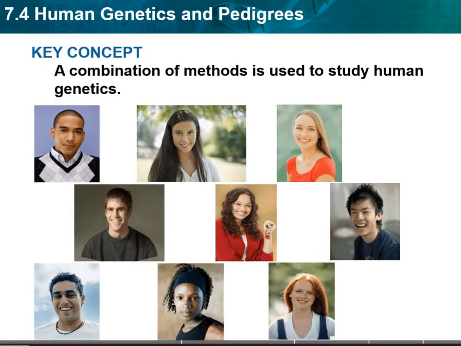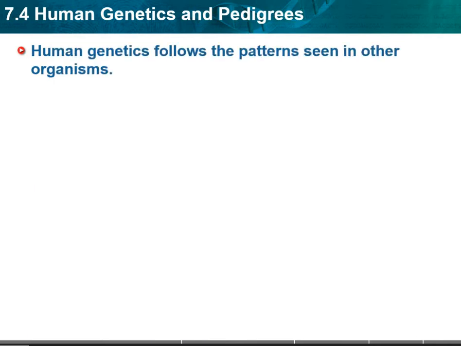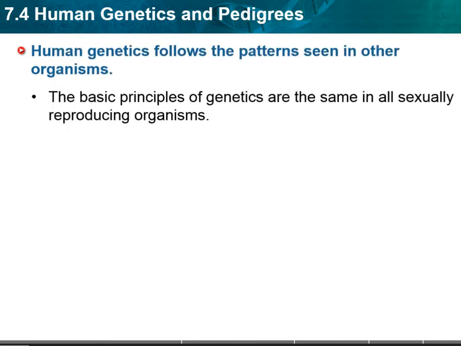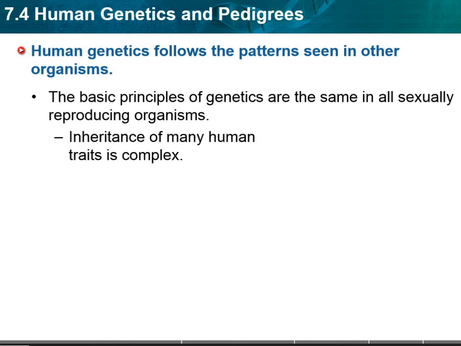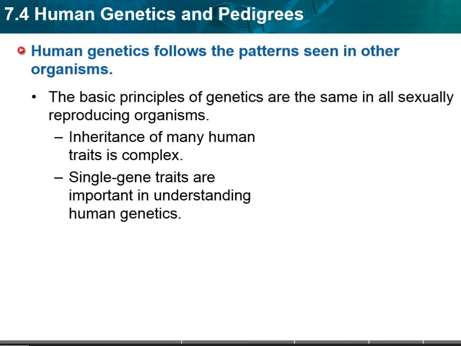Okay, in 7.4, we are looking at the idea of pedigrees and things like that with human genetics and seeing how those work. Human genetics follows patterns seen in other organisms. Basic principles of genetics are all the same in all sexually reproducing organisms. Inheritance of many human traits is complex, though. Single gene traits are important to understanding human genetics.